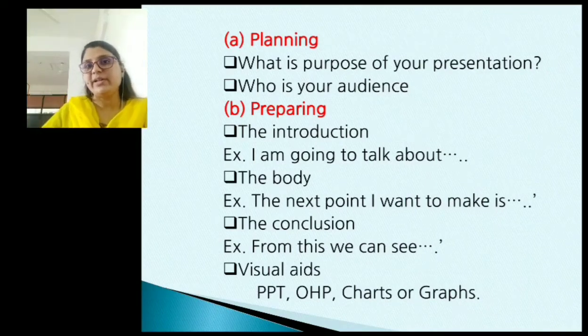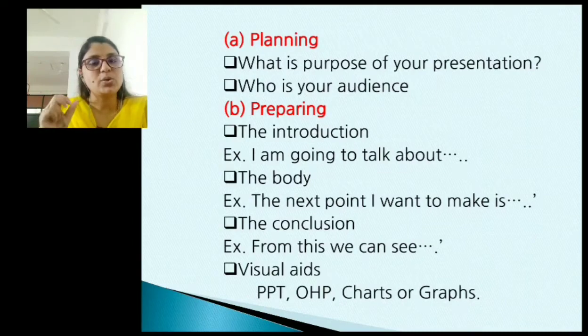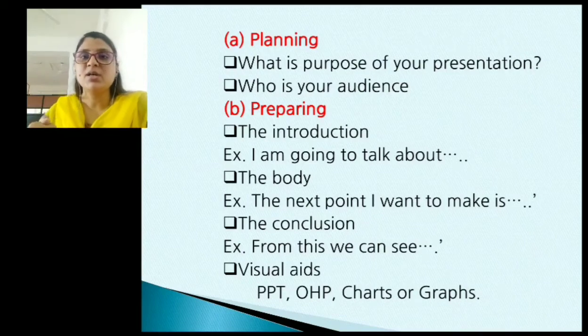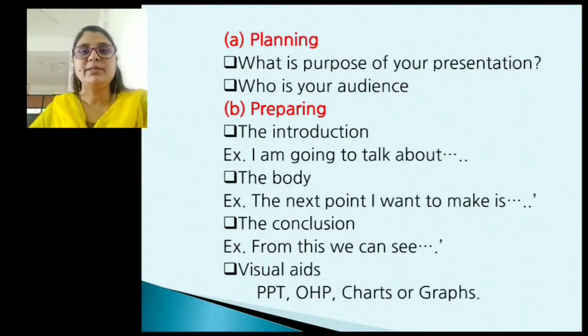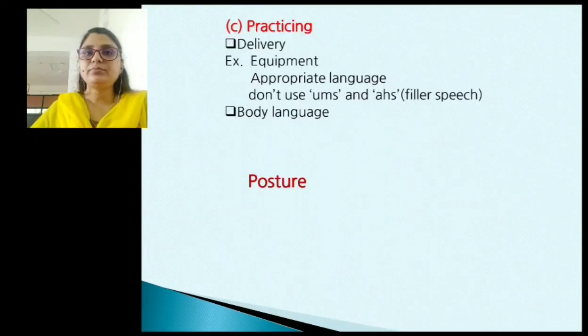Then visual aids: which visual aids you are going to use, you should prepare for that. I already told that PPT, OHP, charts, graph, poster, leaflet, folder, whatever it may be, print media, those we can see with our eyes. So all these visual aids should be prepared before going to deliver a lecture or presentation. So after planning and preparing, the third step is practicing.